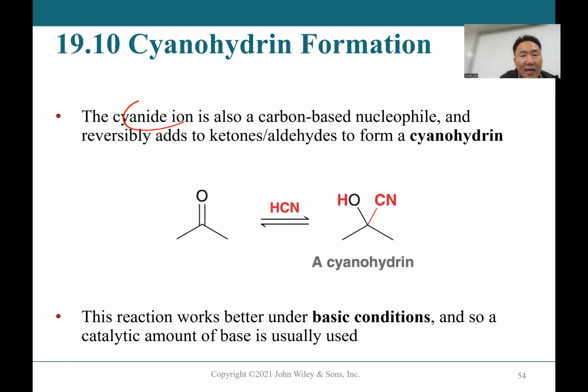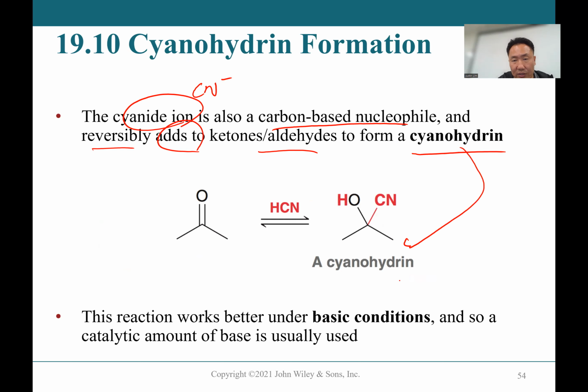Okay, cyanide ion, CN-. Cyanide ion is also a carbon-based nucleophile, reversibly added to a ketone or aldehyde to form a cyanohydrin. So on the same carbon, you can see CN and OH, a cyanohydrin. This reaction works better under basic conditions, so a catalytic amount of base is usually used.